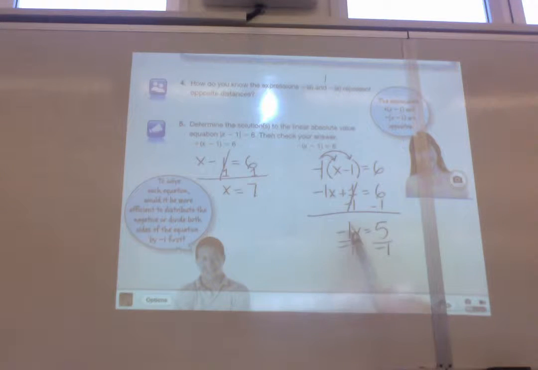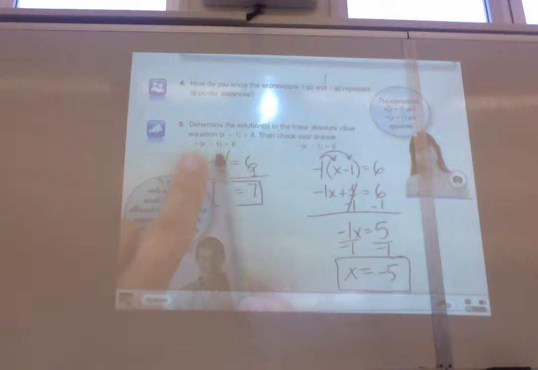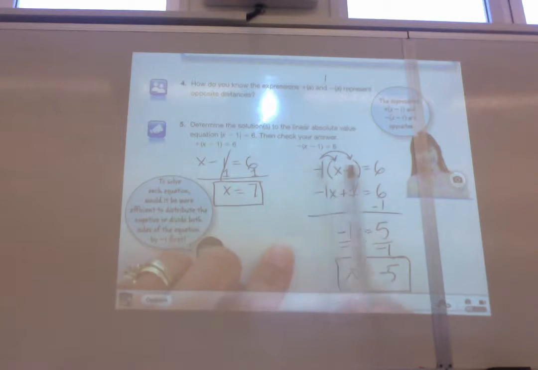Dividing by a negative, these two negatives cancel out. So x equals, what's positive 5 divided by negative 1? Negative 5. So here was one solution. Here was a second solution. A tiny bit more complicated than absolute value of a equals 6, but what to keep in mind is we're going to have a positive case for our absolute value, and a negative case for our absolute value.